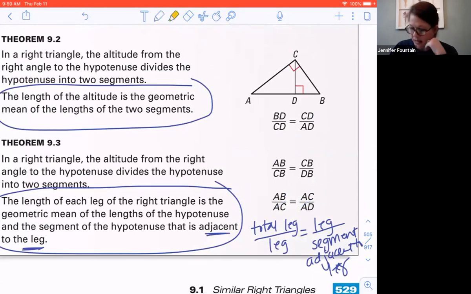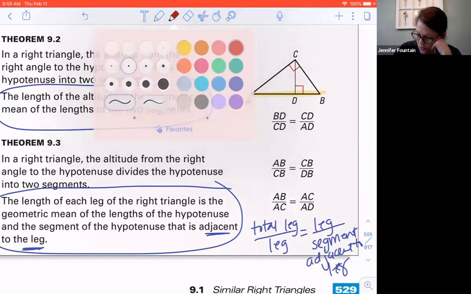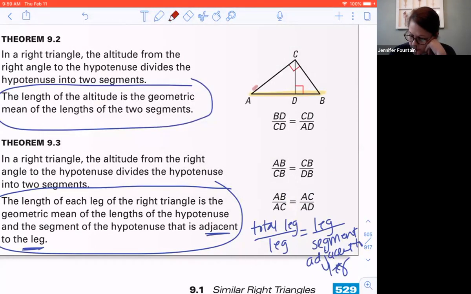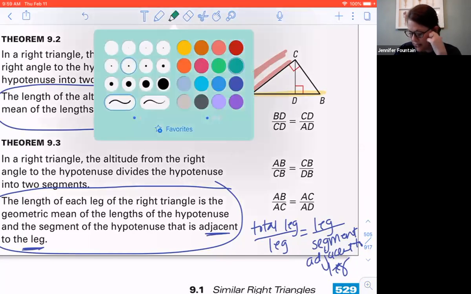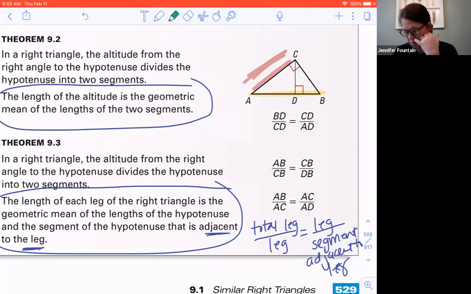So when it said AB, I'm looking at this total leg over AC. Okay, I've got that total leg over AC. And then again, I'm going to have AC over the leg that is adjacent to the segment. Okay, so that's when I know that I'm looking at that one. So we'll practice with it.